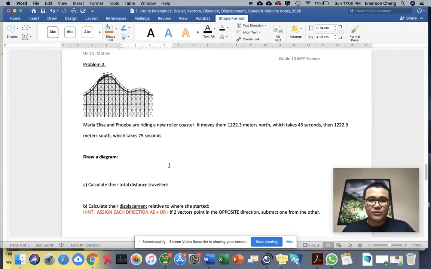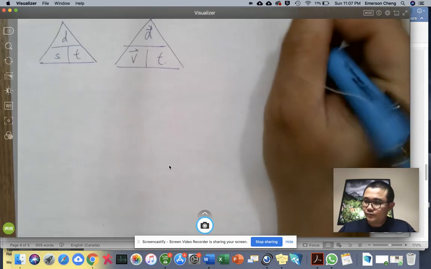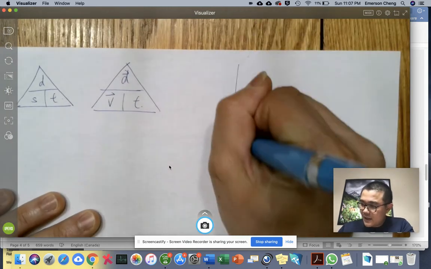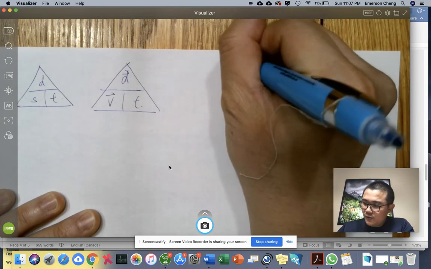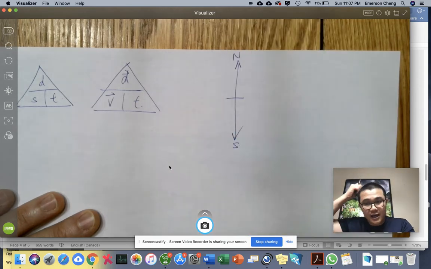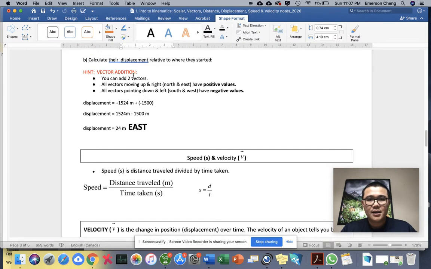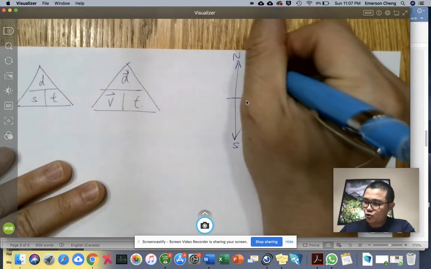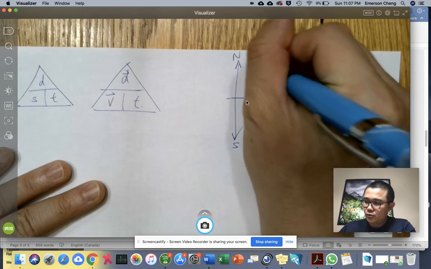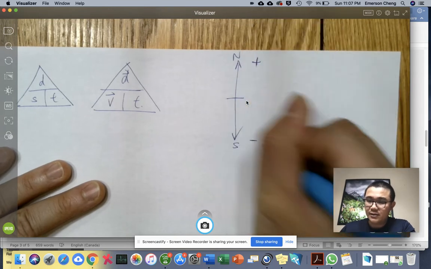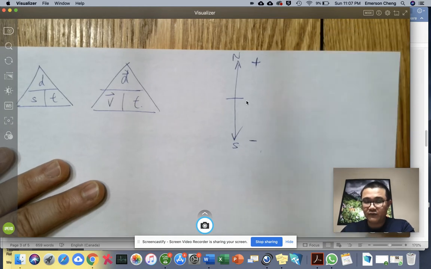In this case, I'm going to use a document camera. You're talking about north and south, and just like the earlier notes, up and right, north and east have positive value; down and left, south and west have negative value. So normally what I do is draw a scale like this, just to show whoever is reading these notes what I use for positive and what I use for negative.